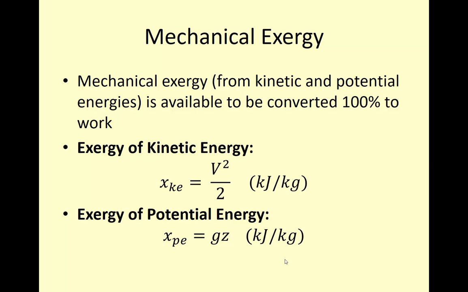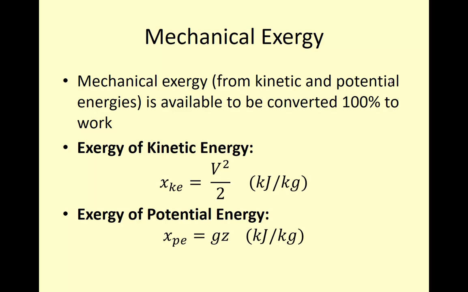Mechanical energy from kinetic and potential energies is available to be converted to work 100%. So mechanical energy can be thoroughly and completely converted to work. Thermal energy cannot, as we'll discuss later. So if we're trying to determine the exergy of kinetic energy, it's just equal to V squared over 2. And you notice that this total exergy of kinetic energy is just V squared over 2 because at the dead state, we'll assume that our system has no velocity. And similarly, it will have no potential to change in elevation.